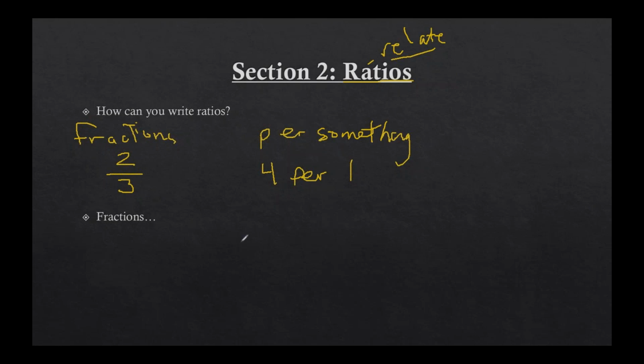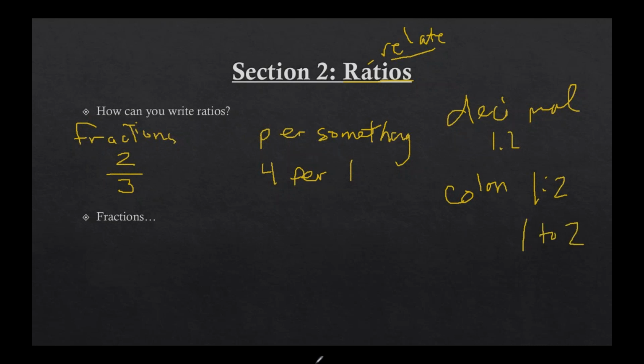As a decimal. Fantastic. Okay, so we'll do 1.2. Okay, Jennifer throws in the colons. We have the 1 to 2. I just used the word 1 to 2. Right. And I think that's probably about it. I think we got them all. So you have different options, right?